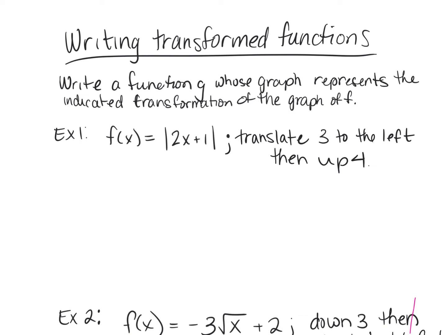So what's the first thing I'm going to do to this function? I'm going to translate it 3 to the left. That's my instruction. First, translate it 3 units to the left, then translate it up 4. Now, to the left, is that horizontal or vertical? It's horizontal. Where does horizontal go, inside or outside of the function? It goes inside.